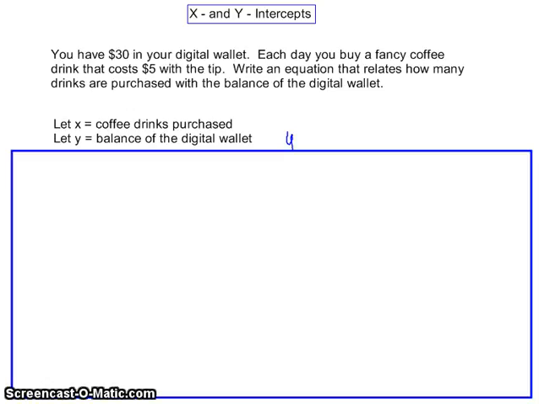Let x equal coffee drinks purchased and let y equal the balance of the digital wallet. What I'd like you to do right now is write an equation, and then choose some input values for x that make sense in this context, and create a table of values that you can then graph. Pause the video and do all of those steps. Write your equation and then graph it.